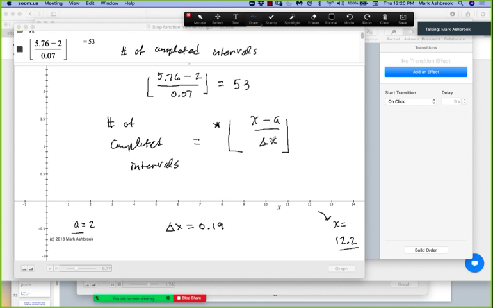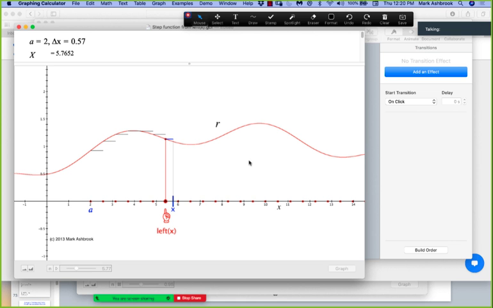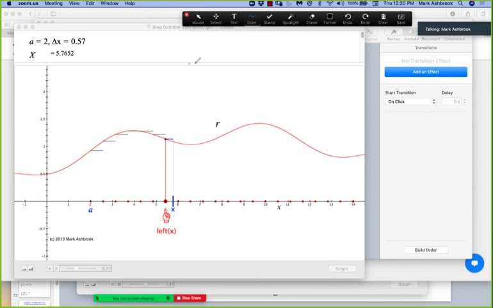All right, so there's only one more piece of this puzzle, and that is what is left of x. So let's graph it here. Let's make it bigger again. So how would I write an expression? So number of completed intervals is x minus a over delta x, the floor of that. So what is left of x? Now that we know how many completed intervals there are, how do I get the x value at the start of the current interval?